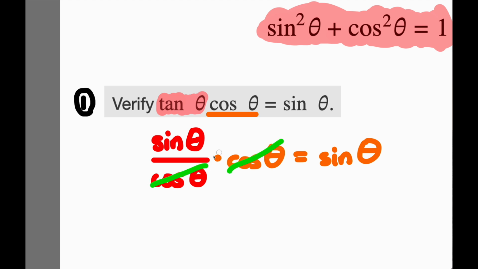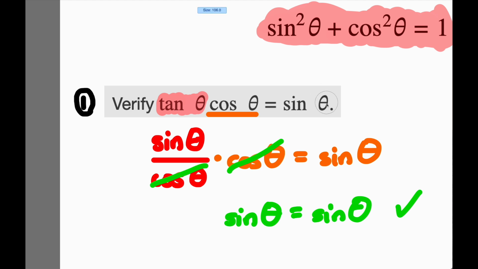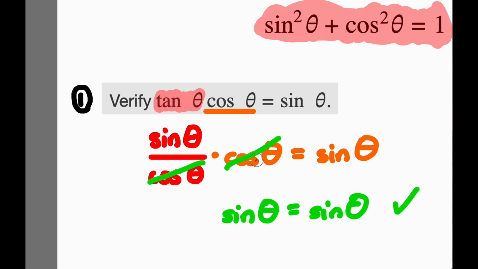So the cosine theta divided by cosine theta is 1, and you end up with sine theta is equal to sine theta. This means that you verified the original equation, the tan theta cosine theta, this whole part right here, because if you simplify it all the way down, they end up being equal on both sides, and that's how you know you did it right. Okay, if you get sine theta equals sine theta, you know that you did it right.